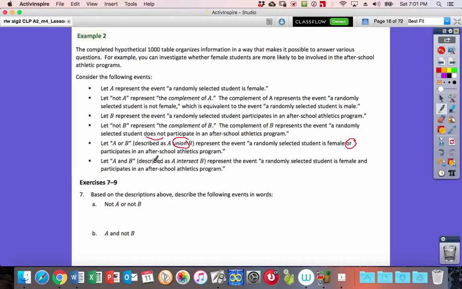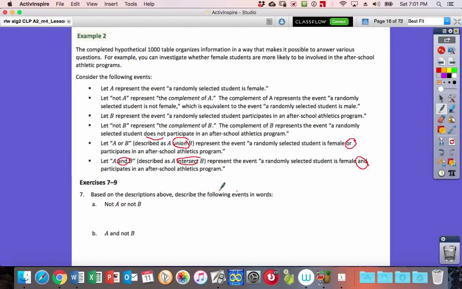But when you get to an and statement, that is an intersection, and it's going to be a randomly selected student is female, and they have to participate in an after-school athletics program. Both of the events have to be true.